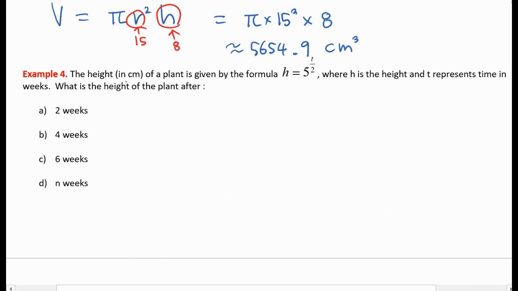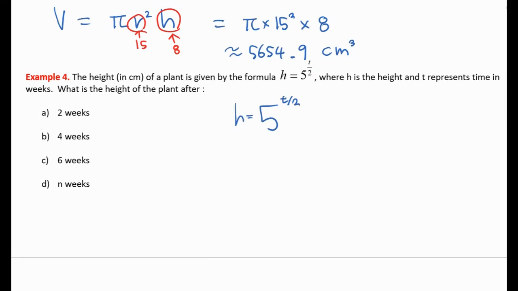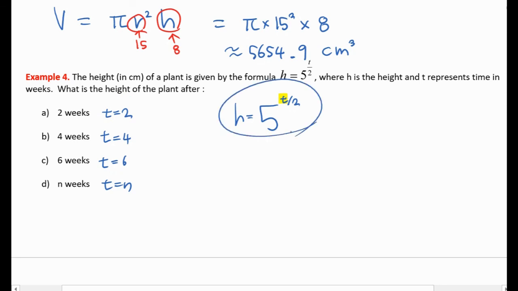Next, the height in centimeters of a plant is given by this formula. This is the exponent, you see? So h equals 5 to the power of t over 2, where h is the height and t represents time in weeks. So t is the week and h is the height. Okay, 2 weeks means t is 2. 4 weeks means t is 4. 6 weeks, t is 6. And n weeks, t is n.